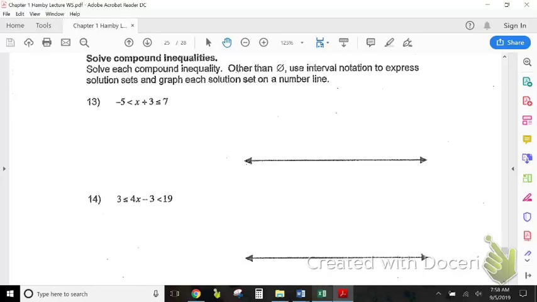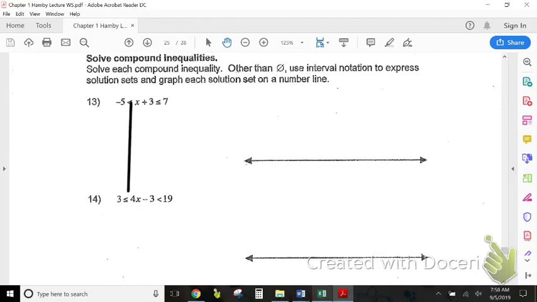Compound inequalities are like "and" statements, okay? Because that middle part is true for both of them. So it says, solve each compound inequality. Other than no solution, use interval notation to express solution sets and graph each solution set on a number line. Same directions. So look at 13.